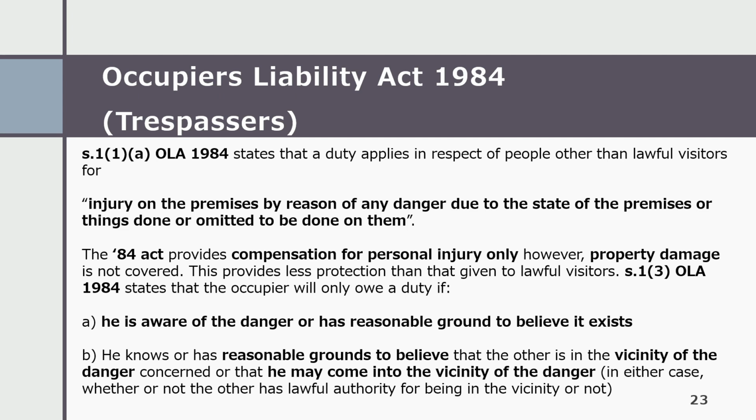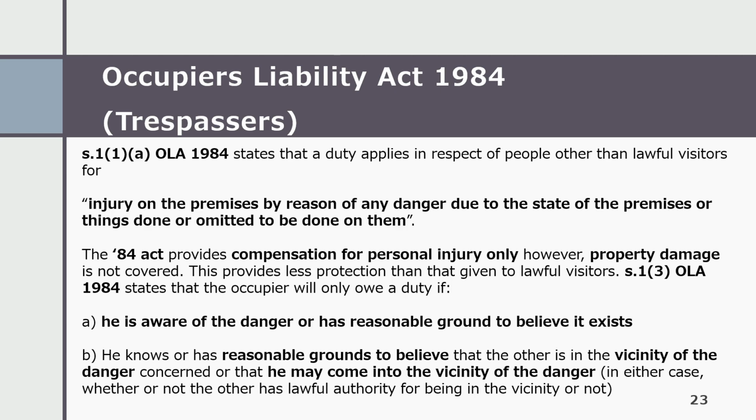The 84 Act provides compensation for personal injury only, however. Property damage is not covered. This provides less protection than that given to lawful visitors. So Section 1, subsection 3 of the Occupiers Liability Act 1984 states that the occupier will only owe a duty if A. He is aware of the danger or has reasonable grounds to believe it exists. B. He knows or has reasonable grounds to believe that the other is in the vicinity of the danger concerned, or that he may come into the vicinity of the danger.